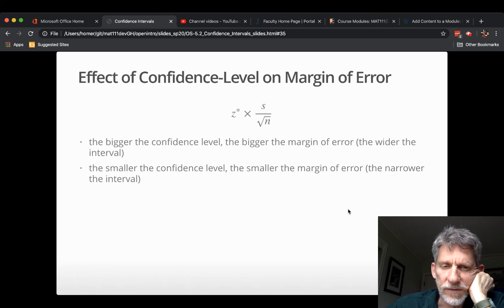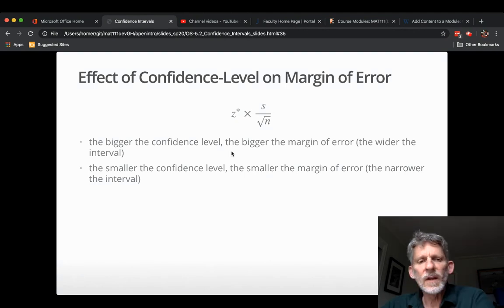Next, let's look at the effect of your confidence level on the margin of error. Remember, the special number z star is chosen to match your confidence level. It is chosen to create a certain confidence level. And the bigger the confidence level you want, the bigger that z star is. It was 1.96 for 95% confidence. It was 2.58 for 99% confidence.